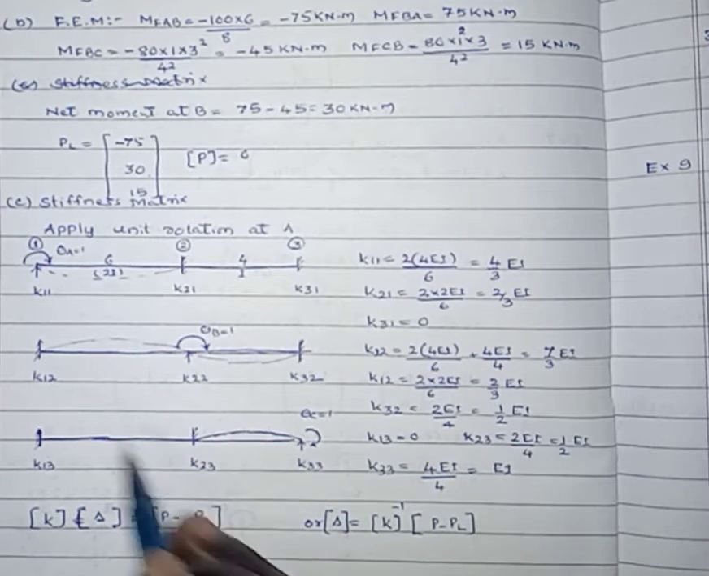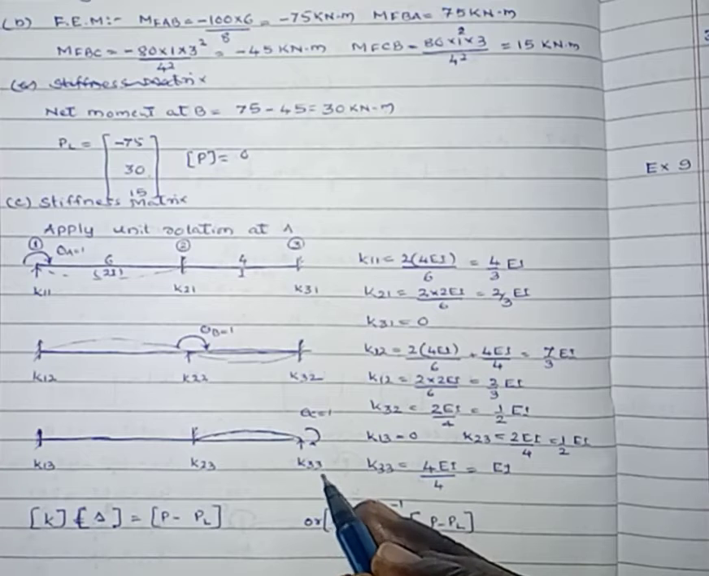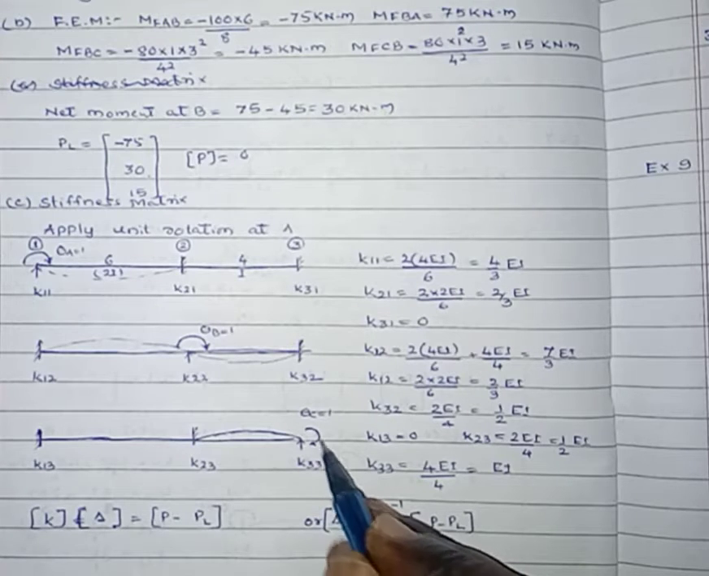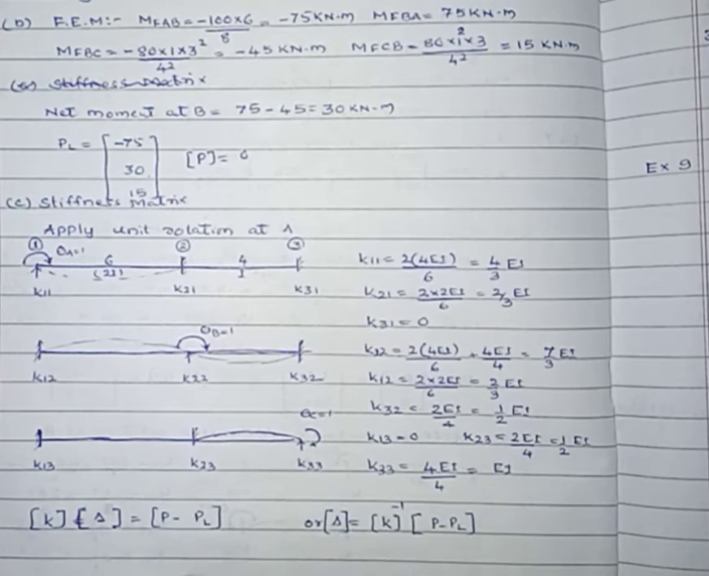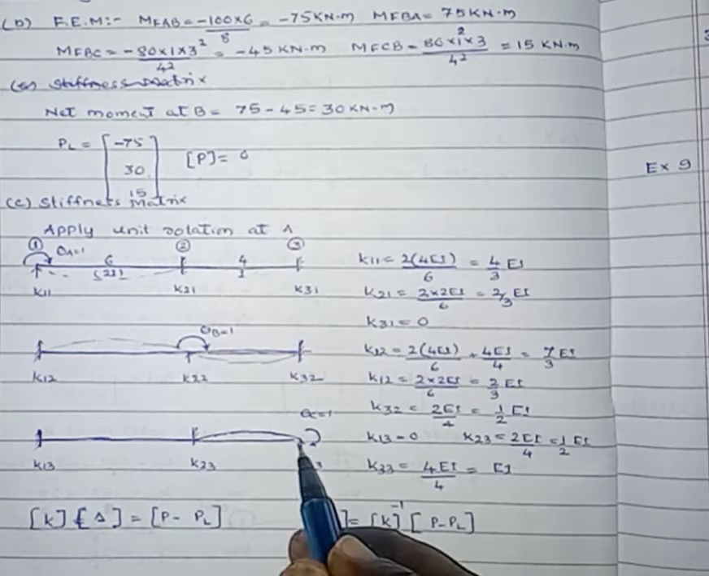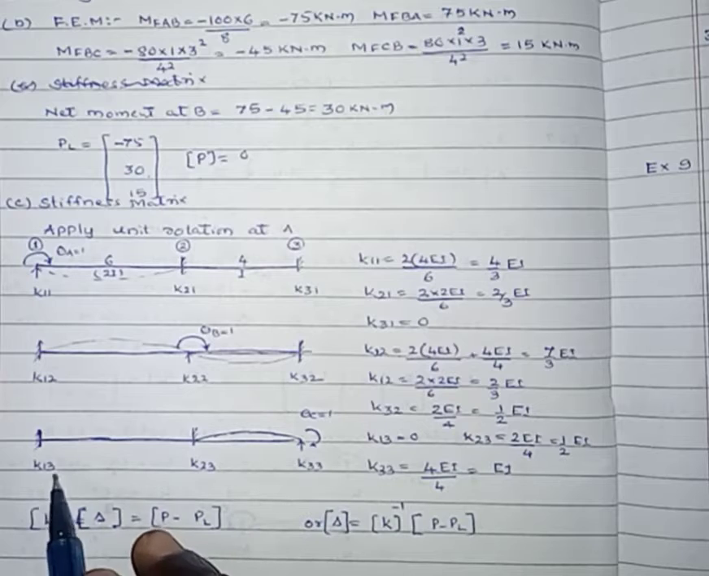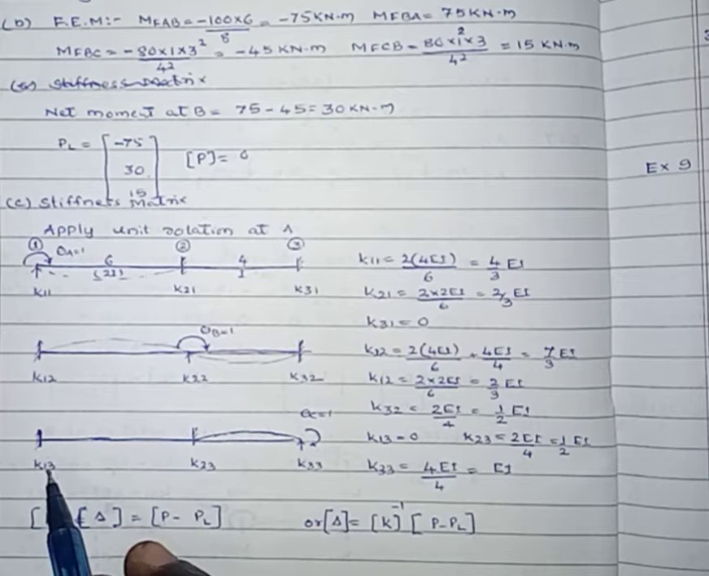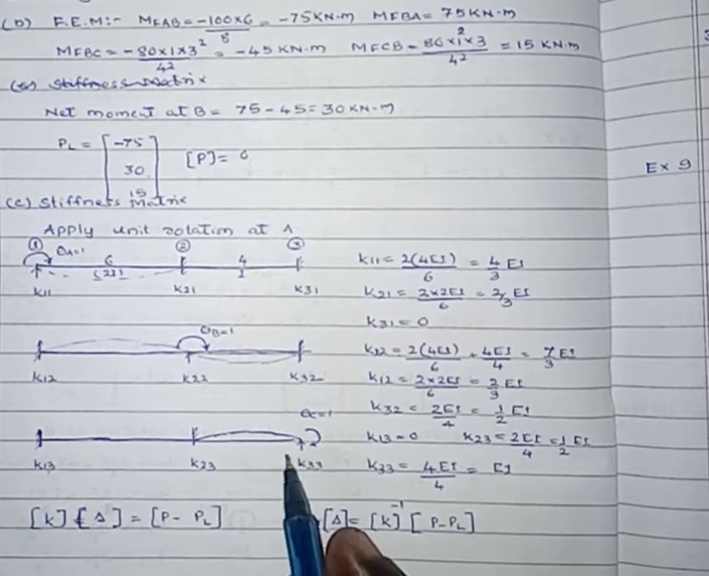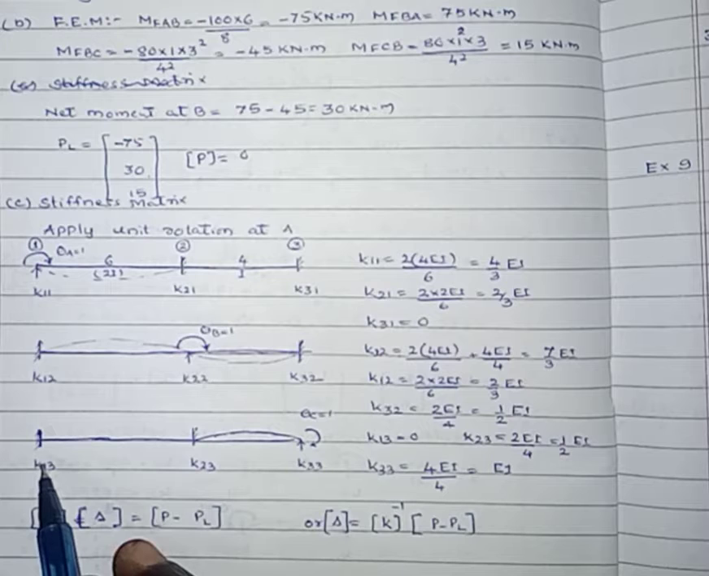Now, after that we can apply the unit rotation at 3. Then theta C equals 1, that is in clockwise direction. Then due to that the deformation may take place like this. Then here the stiffness element at 1 due to the unit rotation applied at 3, that one is 0, since there is no effect of the unit rotation at 3 on 1.